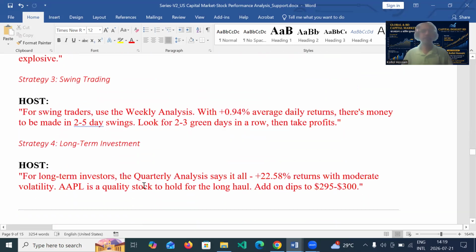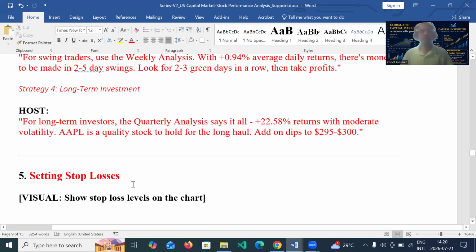Strategy 3, swing trading. For swing traders, use the weekly analysis with plus 0.94% as average daily returns. There's money to be made in 2 to 5 day trading swings. Look for 2 to 3 green days in a row. Then take profits. Strategy 4, long-term investment. For long-term investors, the quarterly analysis says it all: 22.58% up. Positive returns with moderate volatility. Apple is a quality stock to hold for the long haul.